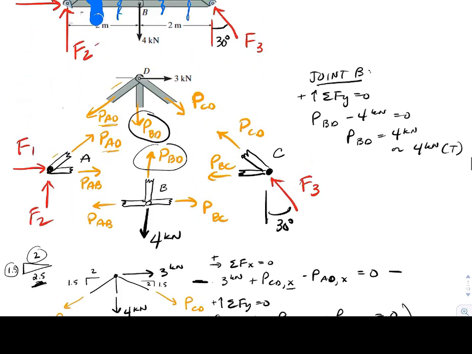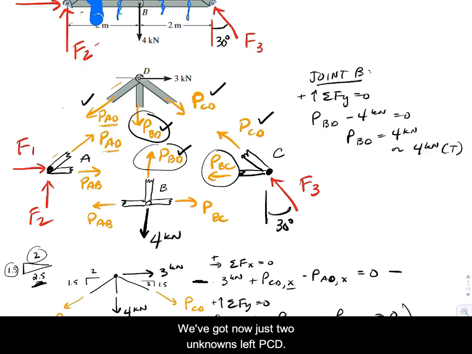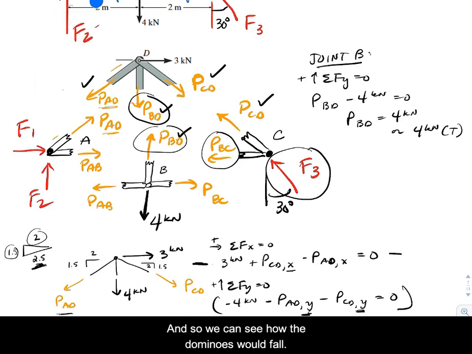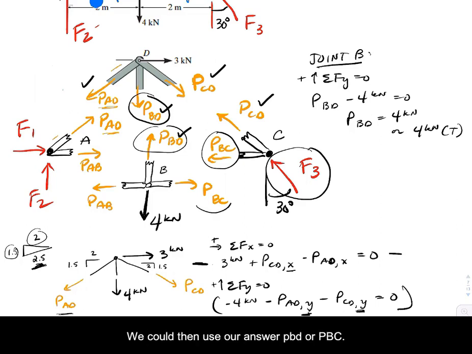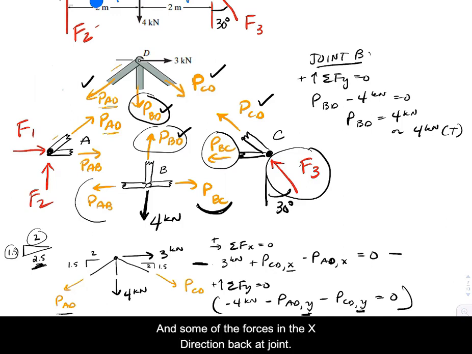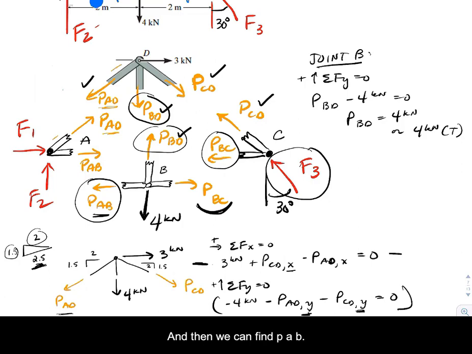All right, so let's go back to our free body diagrams. We'll put a check next to the ones that we have. We just dealt with joint D. Now all of a sudden, joint C looks pretty good. We've got just two unknowns left, PCD and F3. And so you can see how the dominoes would fall. We would use equilibrium at joint C. We could then use our answer PBC and some of the forces in the x direction back at joint B, and then we could find PAB. And actually then we would have all the internal forces.